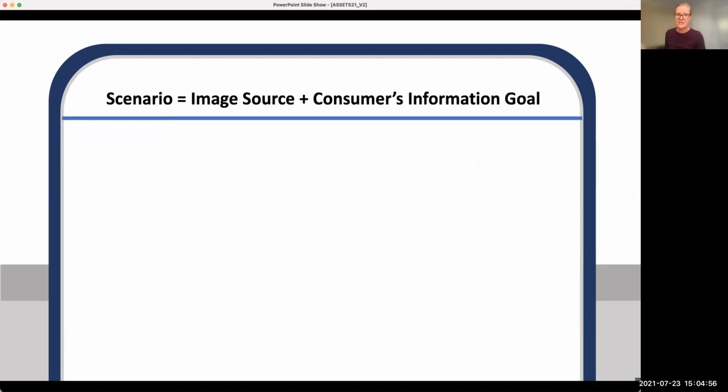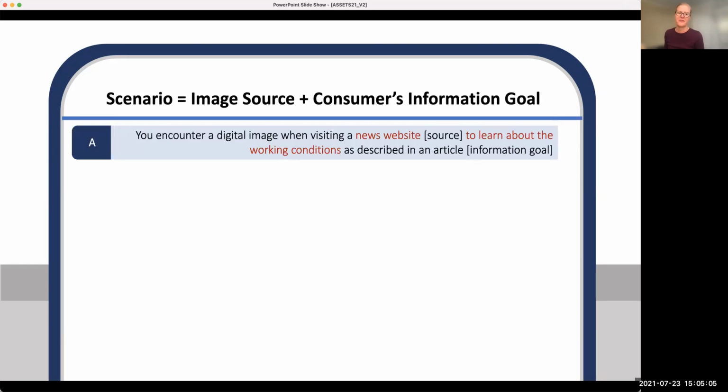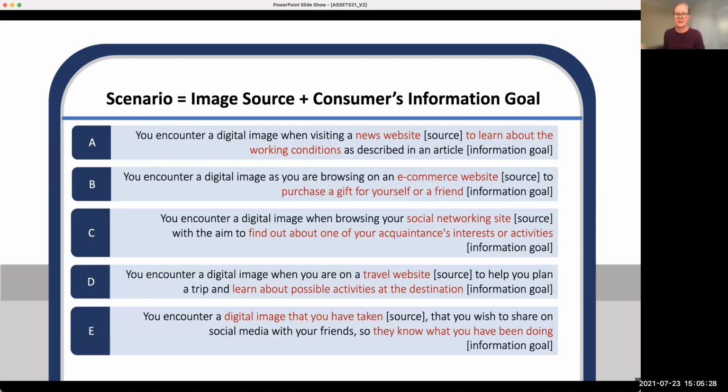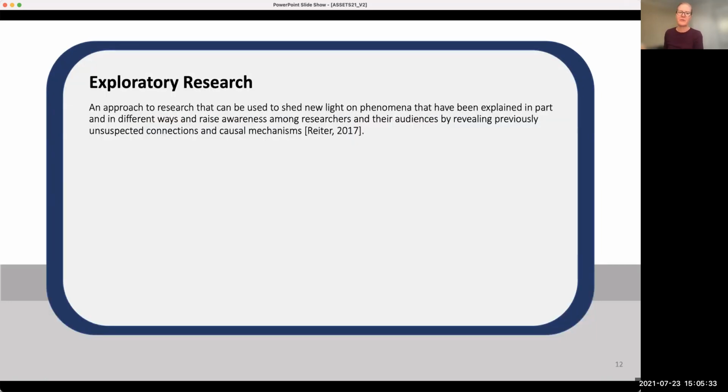So the scenarios, each scenario, again, incorporated information about the source of the image and the consumer's information goal. For the first scenario, we presented people with this idea of: you encounter a digital image when visiting a news website to learn more about the working conditions specified in the article. And then we asked them to identify what content they thought they wanted from a specific image based off of that scenario. We did that for 4 other scenarios, each of which had a different information source and different information goal. So we performed an exploratory research and analysis on this data.